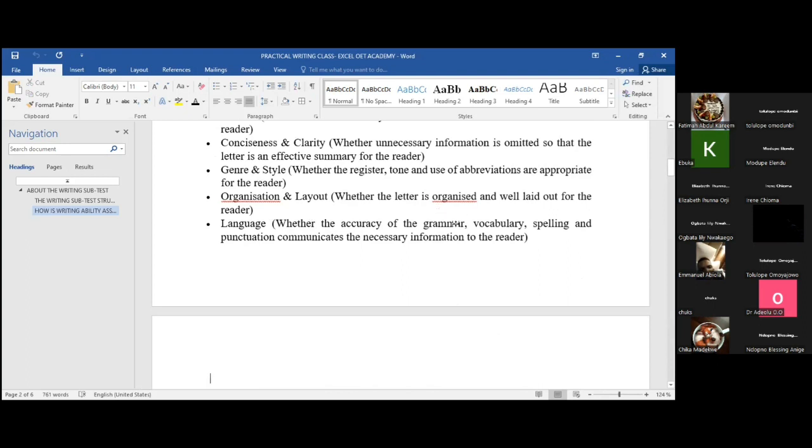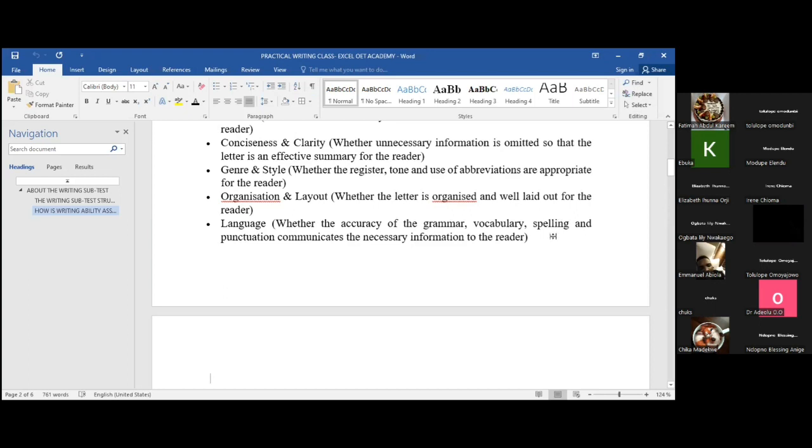Now, language, very important. It is the last criterion. It covers the accuracy of your grammar, so your grammar must be very good. Then your vocabulary. You cannot be using very funny words, or using high vocabulary for things that don't make sense. It has to align properly. If I'm saying "significant", it must be appropriate. My spellings too are very important.